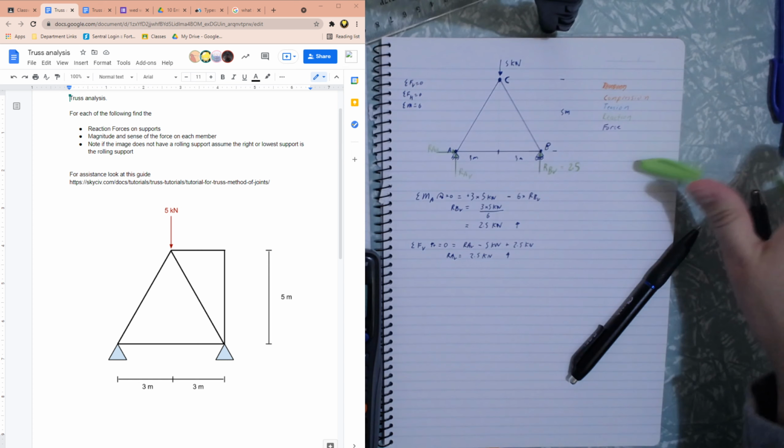Then we have over here our reaction force RB. This is going to be 6 meters, so 6 times whatever RBV is, and if we're assuming this arrow is going up, this is going to be counterclockwise, so it's going to be negative. Then RBV should equal 3 times 5 kilonewtons divided by 6, and if all is correct, that should be a bit of a fraction.